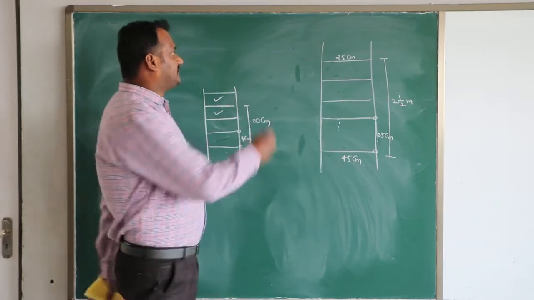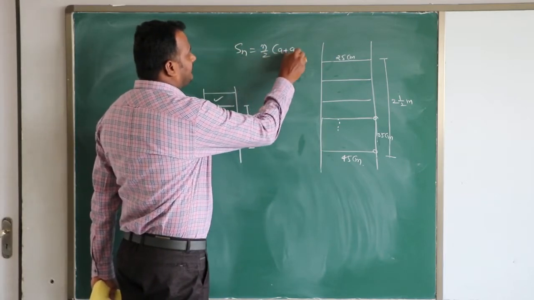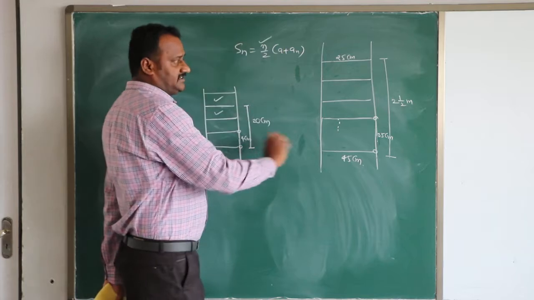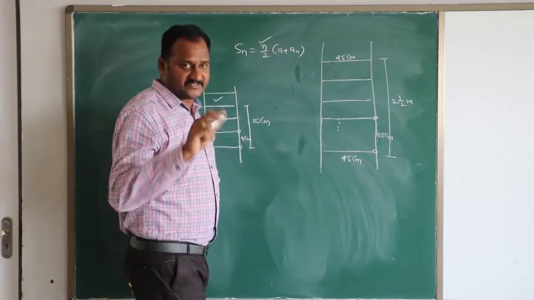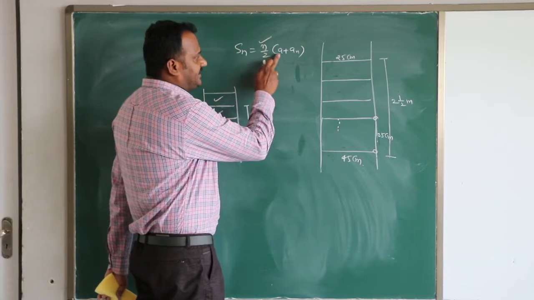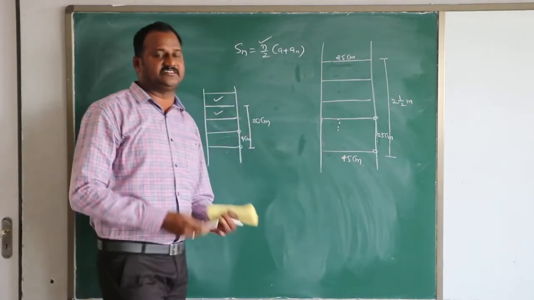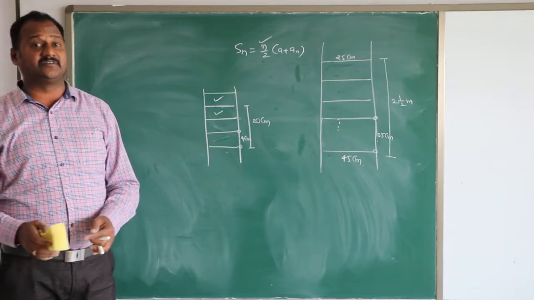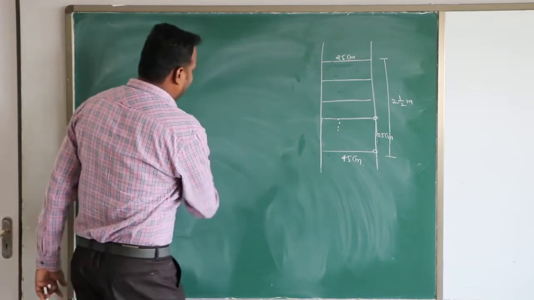So we can use the second formula. That second formula is Sn is equal to n by 2 into (a plus an). We know what n is: dividing 2.5 meters by 25 centimeters plus 1 will give n, and a is the length of the first rung and an is the length of the last rung. So the task is to find how many rungs there are, right? So let's answer this problem.